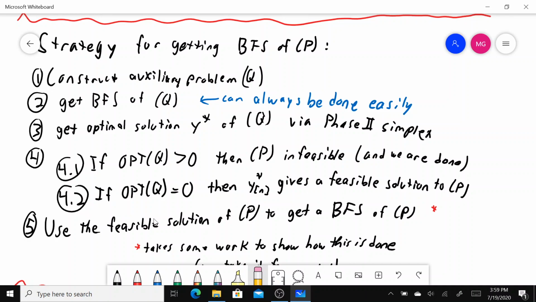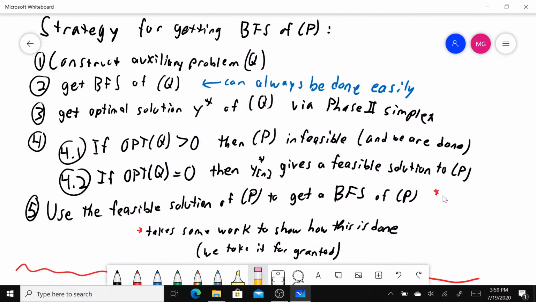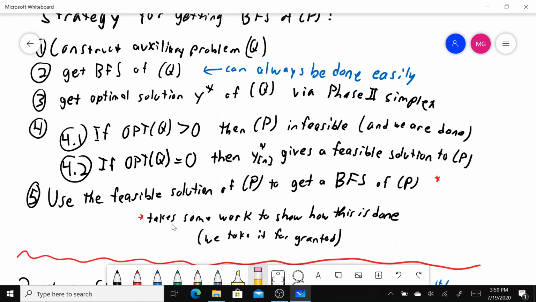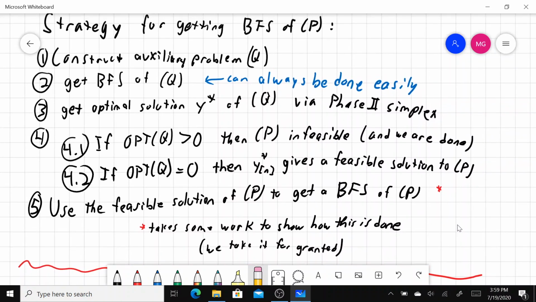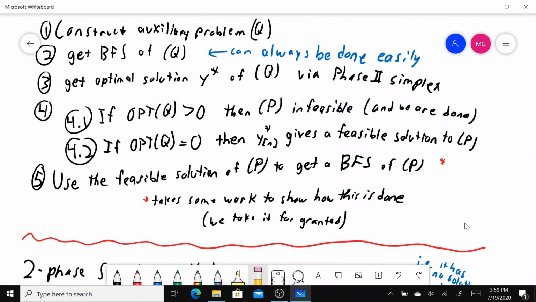And then once you have a feasible solution to P, you can get a basic feasible solution of P, and that's that red asterisk implication that we had above. And I'm just asterisking it again and saying it takes some work to show how that's done. So we're just going to take for granted that we can go from a feasible solution to a basic feasible solution here. And so these two cases being split up, giving us these two facts, that follows from that if and only if condition we just gave above.